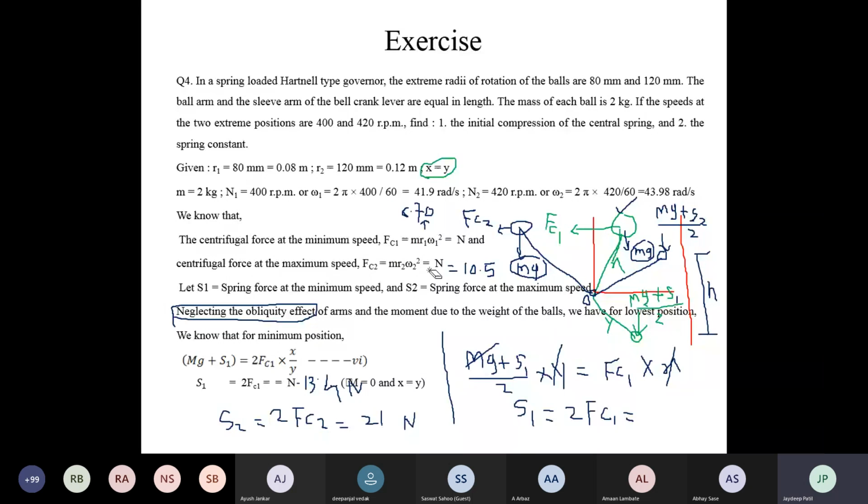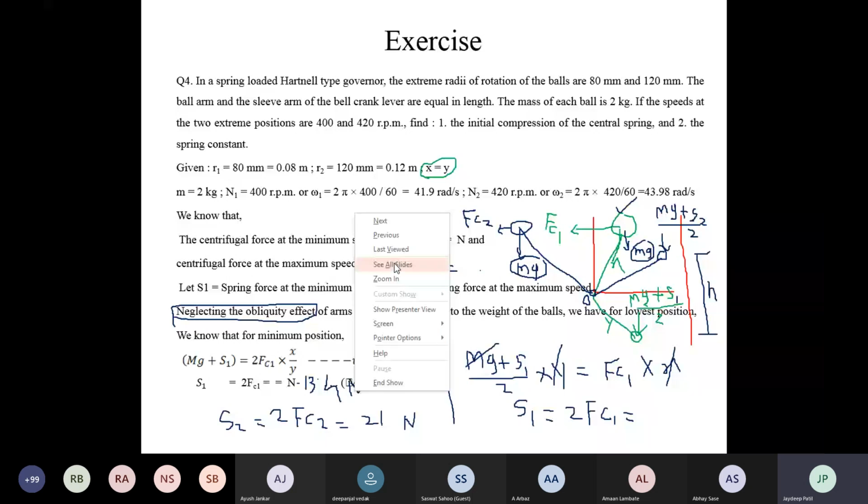Tell me again FC1 and FC2. FC1 is 280.8 Newton. Okay. And FC2 is 460.42. 460.2. Yes, correct. 464.